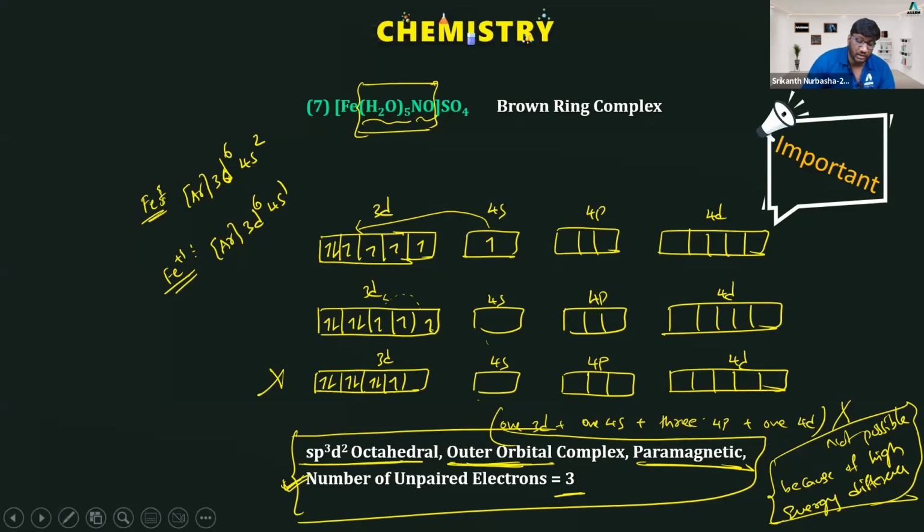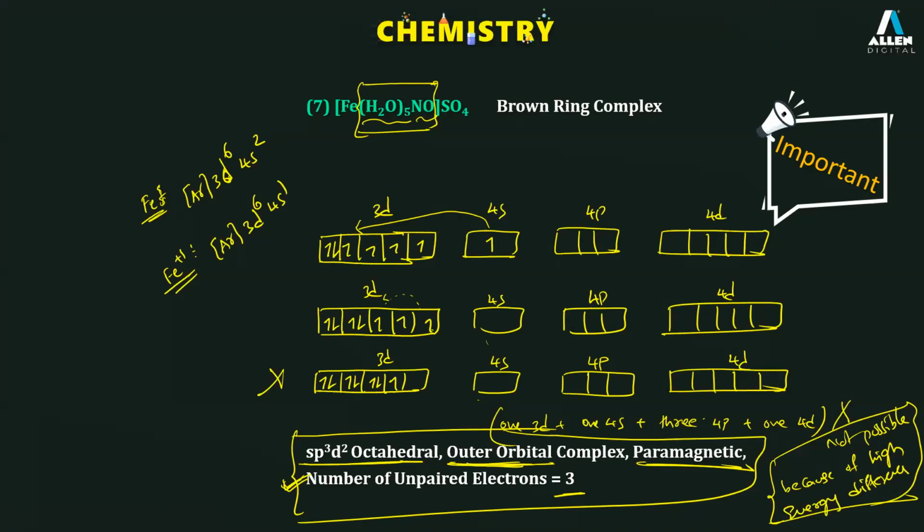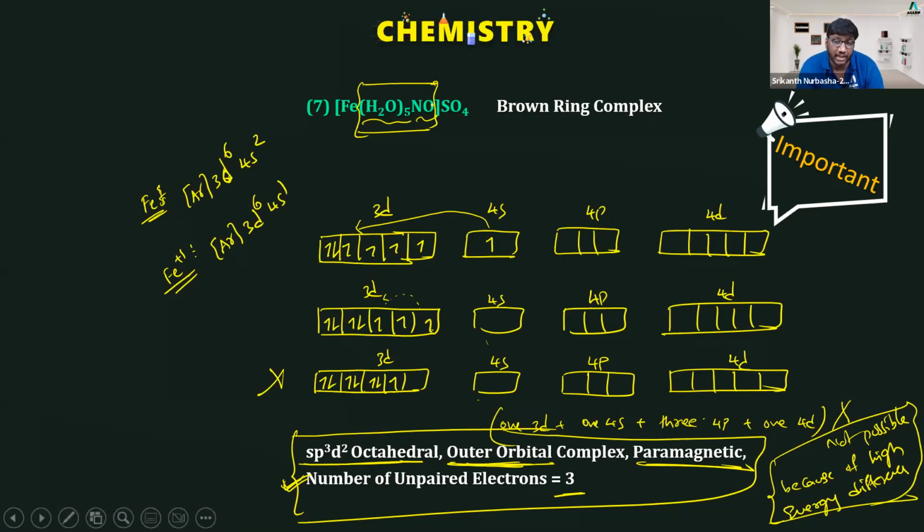Got it, students? Yes, sir. In [Fe(H2O)5NO], you cannot involve one 3d atomic orbital and one 4d atomic orbital in the hybridization because of the energy difference. You can involve both 3d or both 4d, but mixing is not possible. This is one reason, and the other reason is you have only one strong field ligand, NO. The remaining 5 H2O molecules are weak field ligands. So that is about your brown ring complex: oxidation state, structure, shape, and magnetic nature.